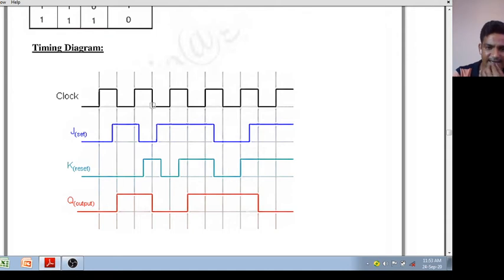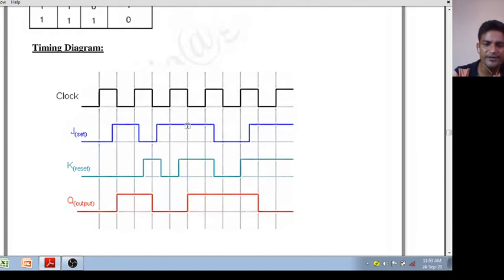Now again check at this negative edge. This is 0 and this is 1. You know, if j equal to 0 and k equal to 1, that is called reset condition. Reset means the value of q equal to 0. So till the next edge it will be 0. Okay, till here it is 0.